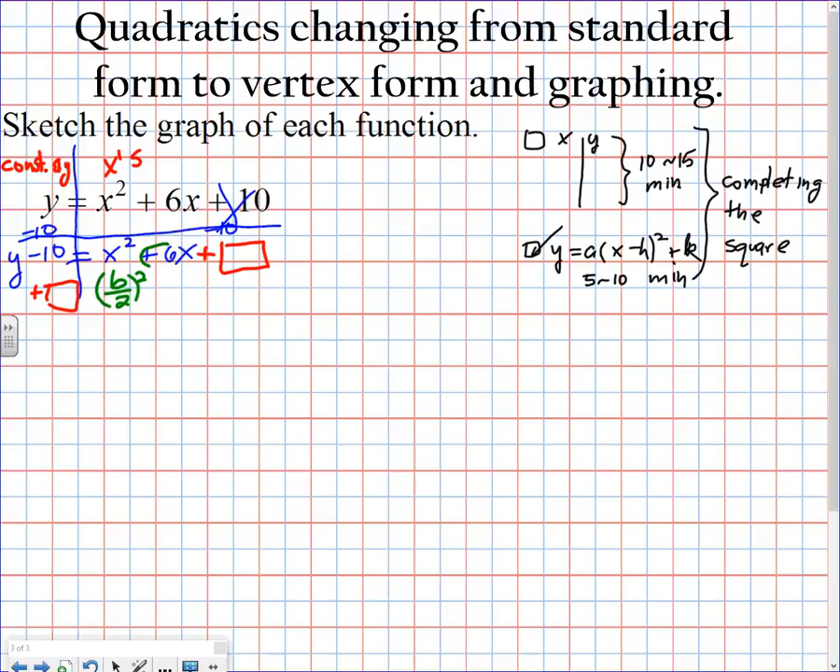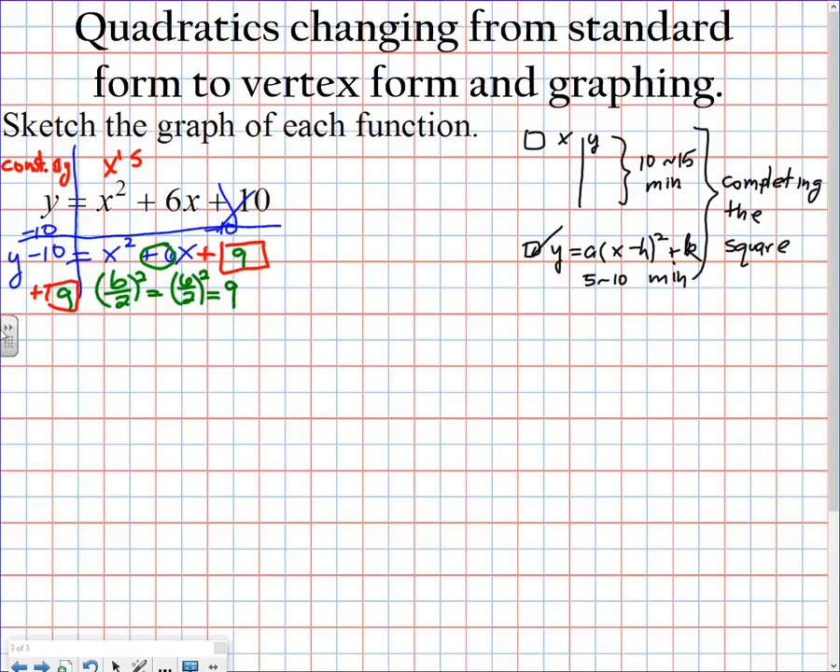This is my b value. So my b value is 6 divided by 2, and then you're going to square it. Half of 6 will give you 3, and 3 squared will give you 9. So that'll give me 9. What that tells me is the number that I'm adding is 9, and the number that I'm adding over here is 9. Because remember, what you did to one side, you did to the other side.